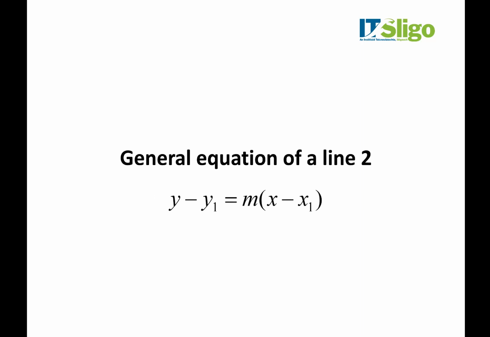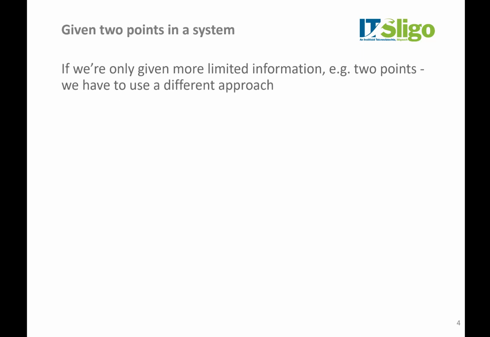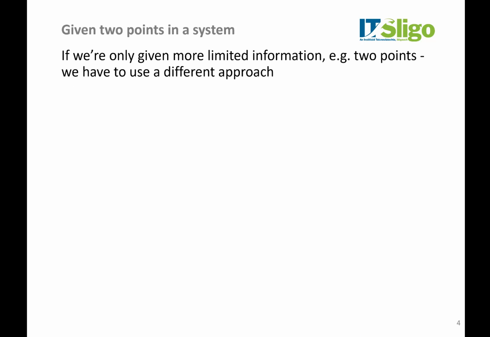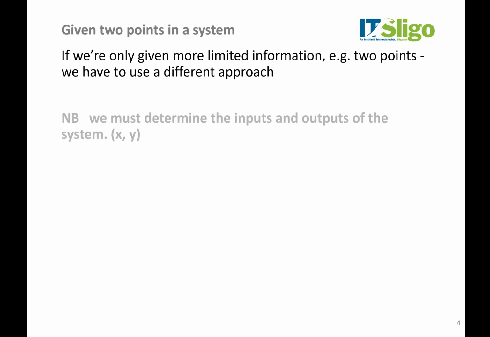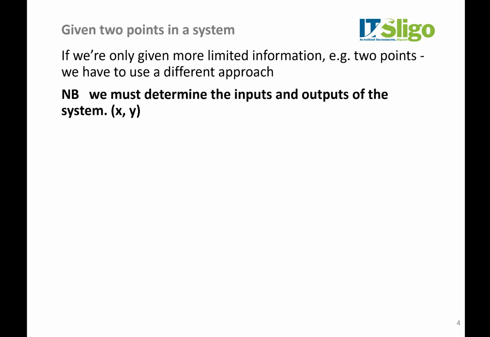So this is our function again, general equation of a line 2. The first one was y is equal to mx plus c. That's what we covered in the last lecture. So if we're only given more limited information than a graph, if we're only given 2 points, 2 state points often they're called, we have to use a different approach, which is what we're now looking at.